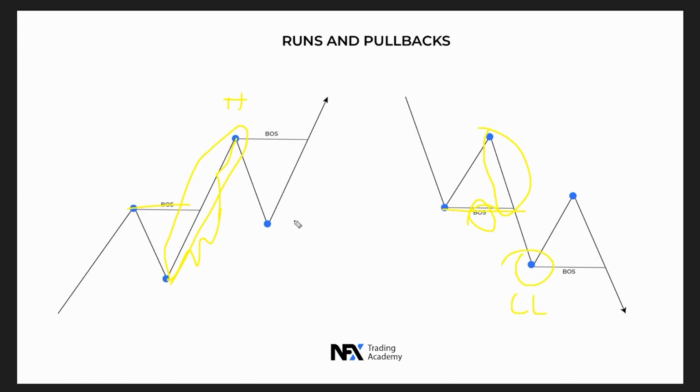After every run in the market is done and after we have that break of structure, so after we have the break of structure and a new higher high being created for this example right here in a bullish market, we will also have a pullback coming into the market. So the next phase in the market is the pullback phase.